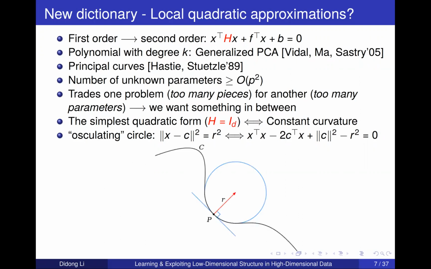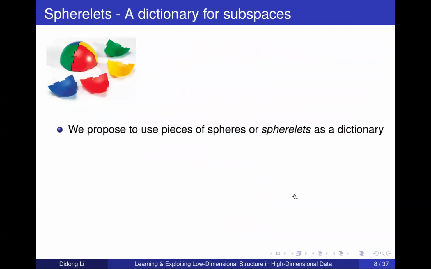Okay, here's one figure. This is the tangent line at point p of this curve C. And this is the osculating circle, which is the unique circle that is tangent to the curve at p with the curvature the same as the curvature of the curve. And you can tell that this osculating circle approximates the manifold much better than the tangent line. So as a result, we propose to use pieces of spheres, or what we call spherelets, as a new dictionary.